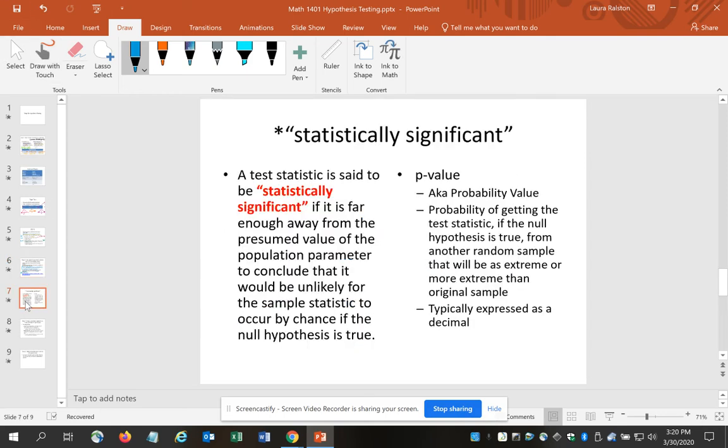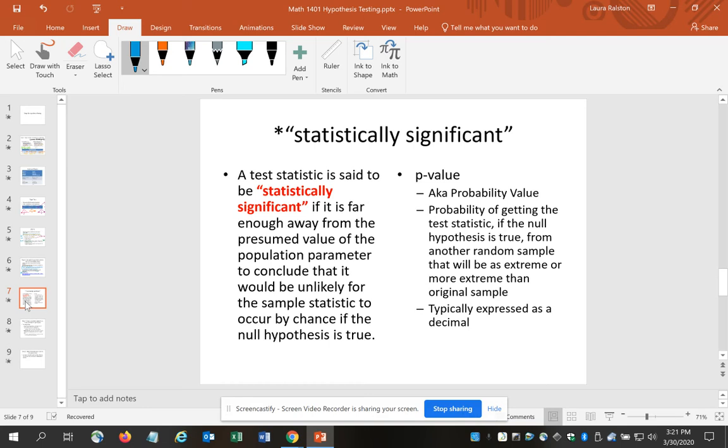Okay, so statistically significant, if you look at the formal definition, it says a test statistic is said to be statistically significant if it is far enough away from the presumed value of the population parameter to conclude that it would be unlikely for the sample statistic to occur by chance if the null hypothesis is true.